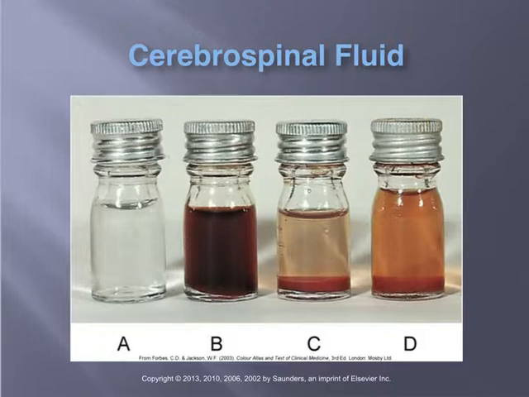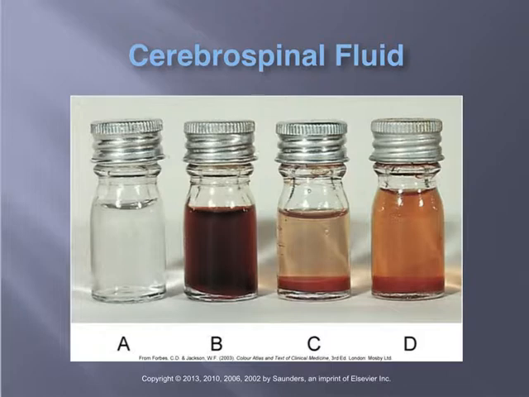A is a normal crystal clear cerebrospinal fluid. B is when there's blood in there, and that could result from a traumatic tap or from a subarachnoid bleed. If it's due to trauma related to the introduction of the needle, the next few tubes of cerebral spinal fluid are usually less bloody. If it's due to a bleed, every vial is going to have blood in it.